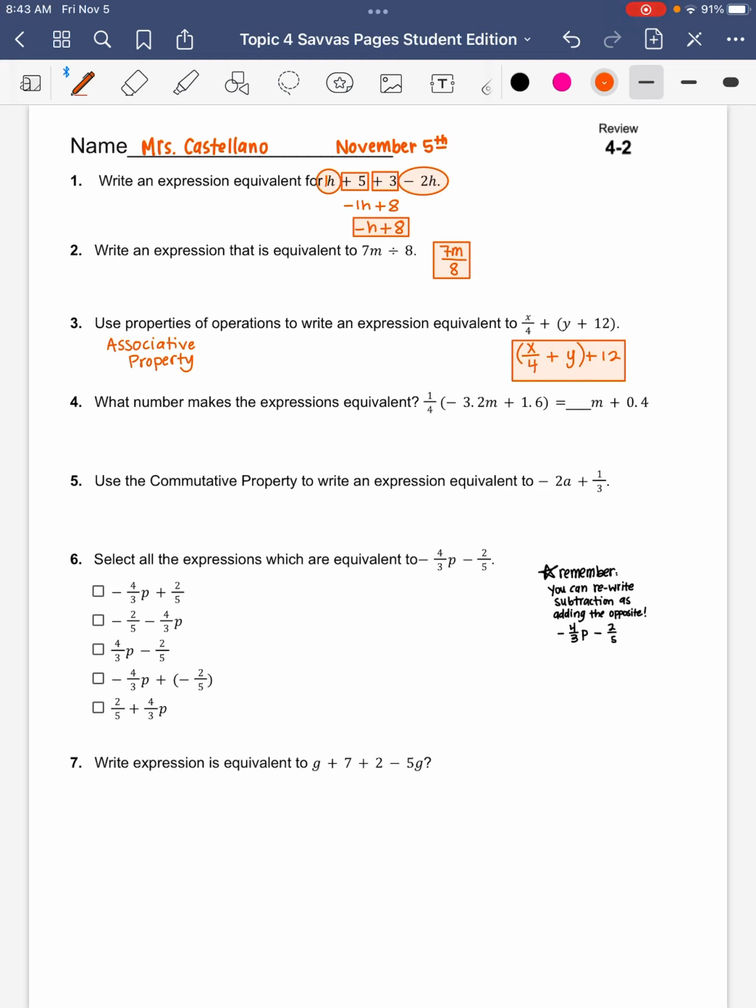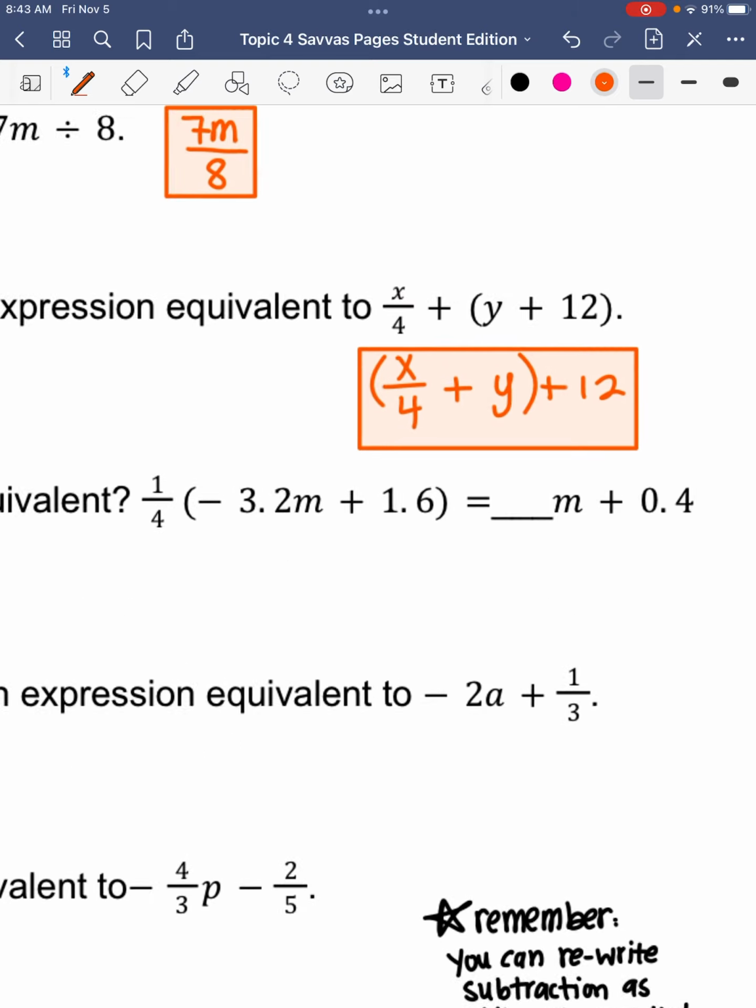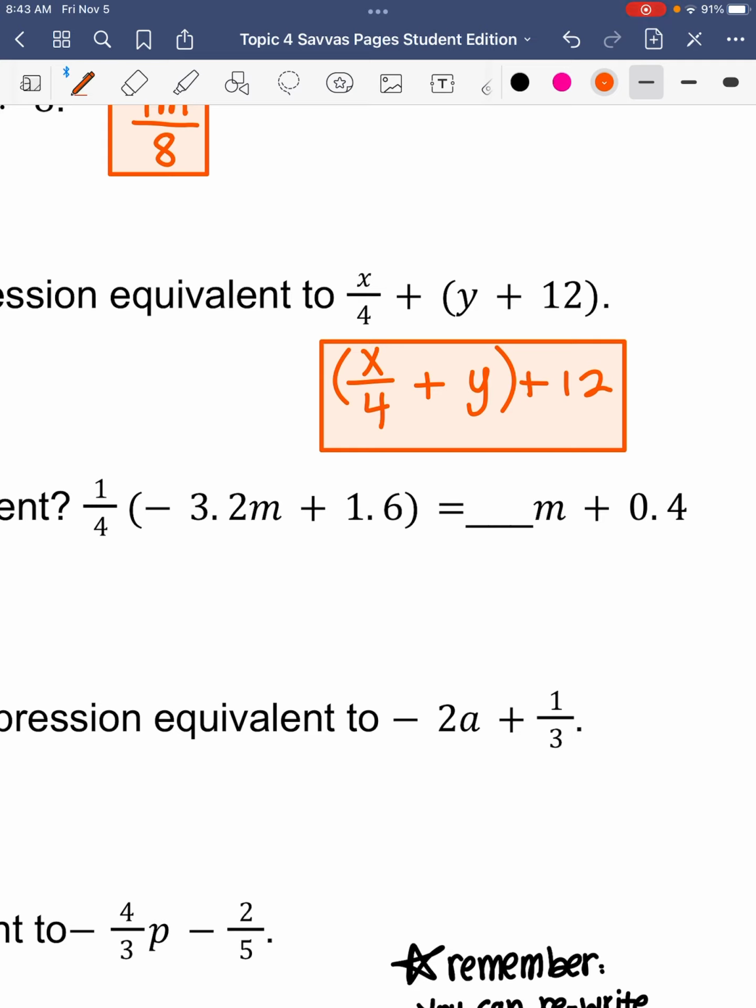Okay, moving on to number 4, what number makes the expressions equivalent? So I've got negative 1/4 times negative 3.2m plus 1.6 equals blank m plus 0.4. So all we have to do is figure out the number that goes right here in front of that m.